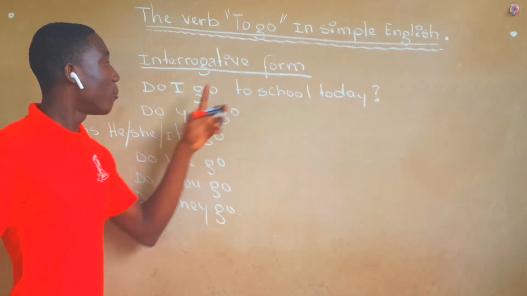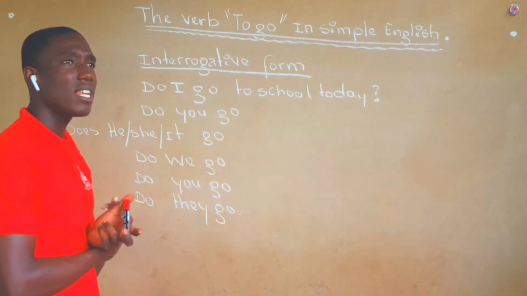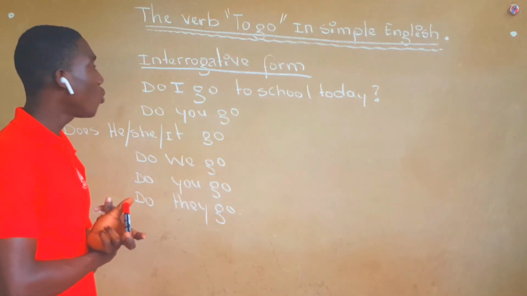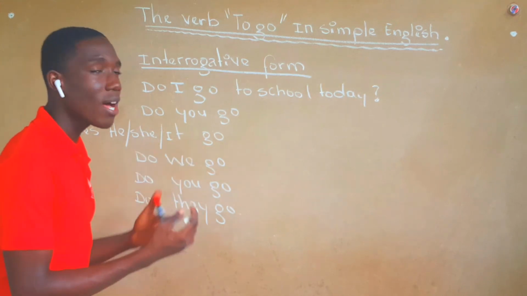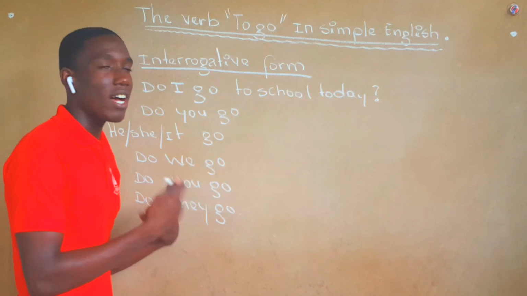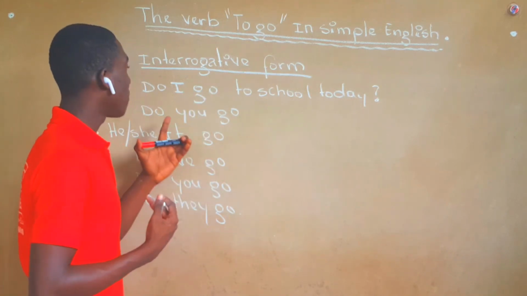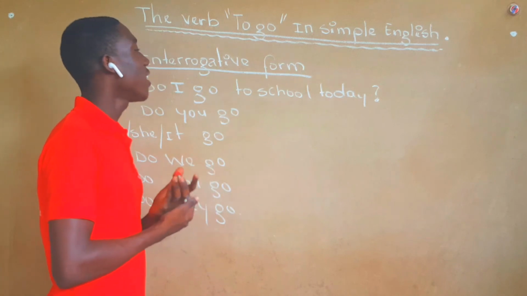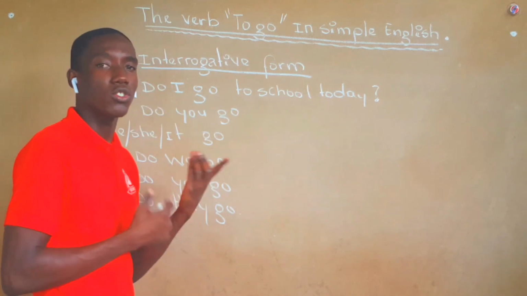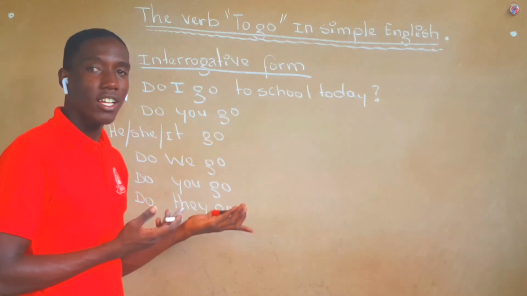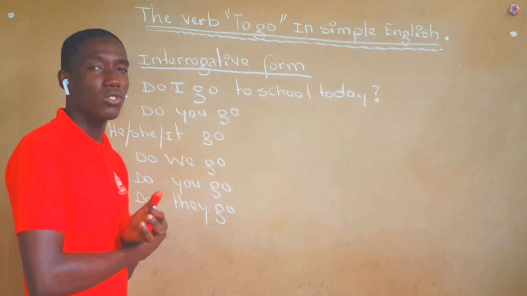Ok? Vous posez peut-être une question. Do I go to school today? Est-ce que je vais aller à l'école jeudi? Do I go to school today? Ok, ça c'est comme ça pour poser question avec verb to go dans interrogative form. Maintenant, dites-moi, est-ce que je vais aller à l'école jeudi? Je dis, do I go to school today? Okay? If I go, I say, oh yes, I remember I go to school today.